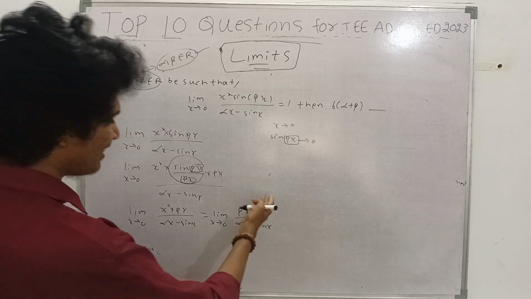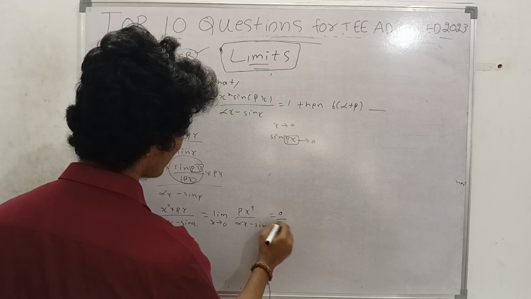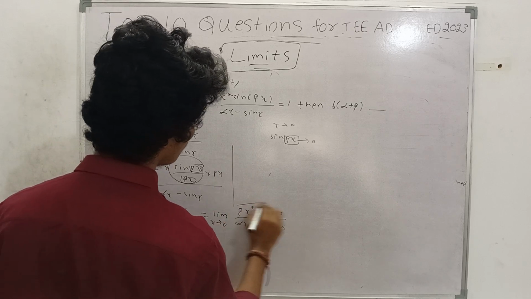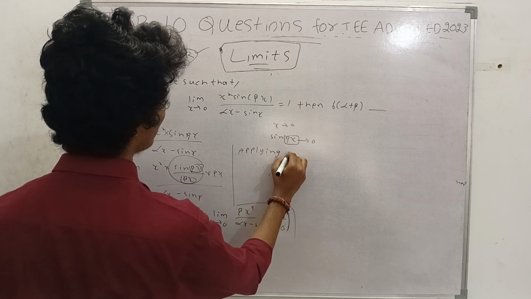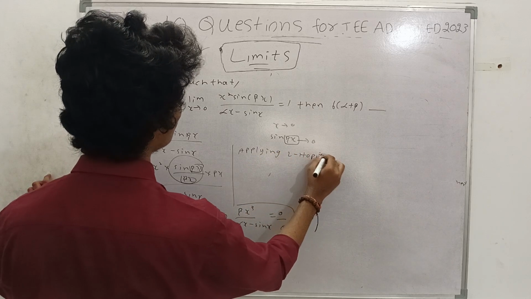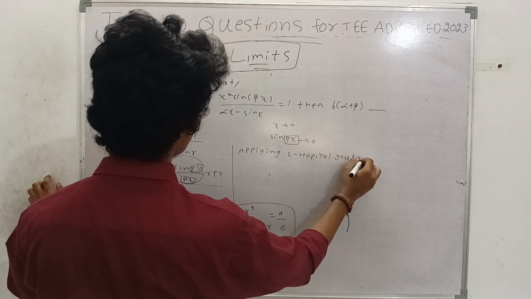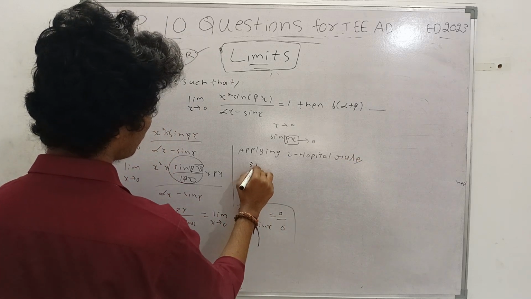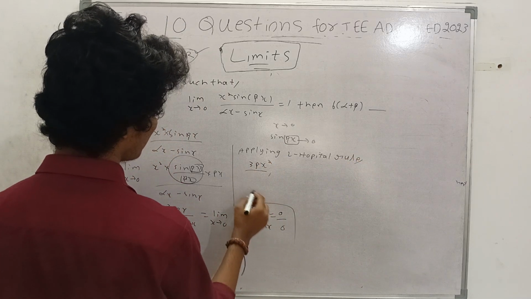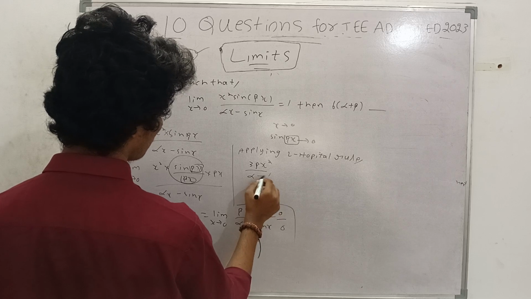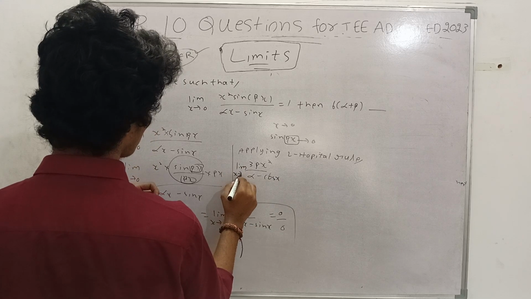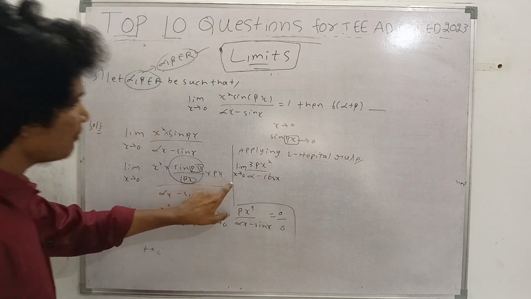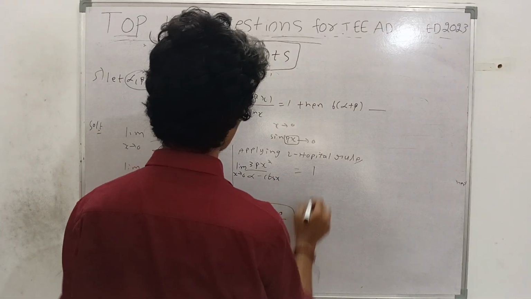Understood? Now it is 0 by 0 form. What I can do? I can now apply L'Hopital rule, because it is 0 by 0 form. So it will be 3 beta x square divided by alpha minus cos x, and also here limit is tending to 0. Now this should be equal to 1, they given.